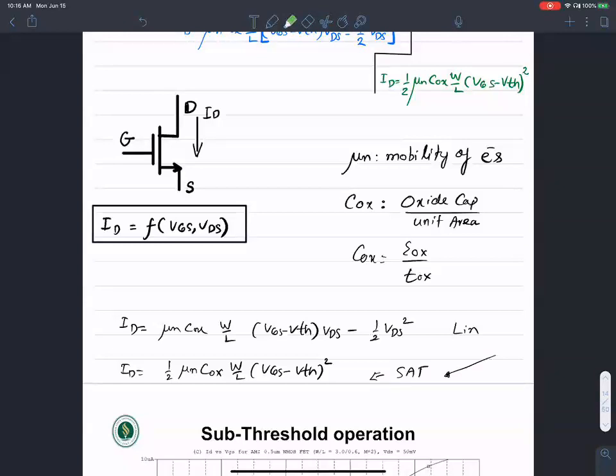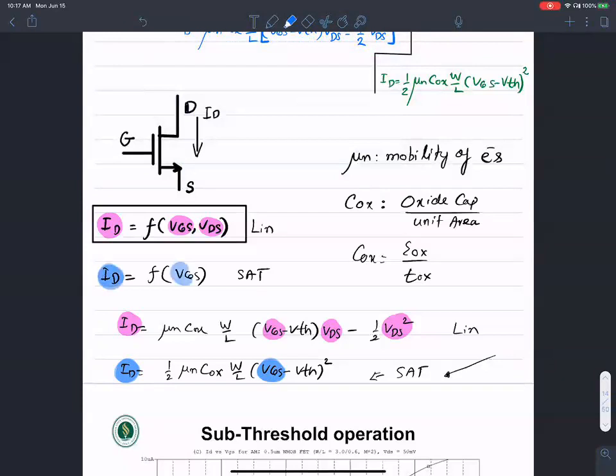But the important idea that you want to notice is that in the linear region, there are both VGS and VDS terms that affect ID. So ID is a function of VGS and VDS in the linear region. If you look at ID in the saturation region, on the other hand, it appears that ID is independent of the drain voltage. It only depends on the VGS value. ID is a function of VGS only in saturation.